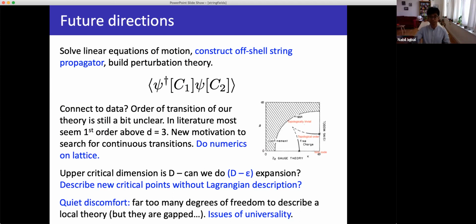You can then build perturbation theory from that propagator. I'd like to connect this to data. In other words, I'm not really sure I understand the order of the transition in our theory. If you look on the lattice, most confinement-deconfinement transitions above d equals 3 are first order. It'd be good to confront this with our theory and see if this makes sense or not. To me, this is a new motivation to look for continuous transitions on the lattice. In particular, you could do numerics on the lattice, look for continuous transitions, and compare them to our theory, something we'd like to do.